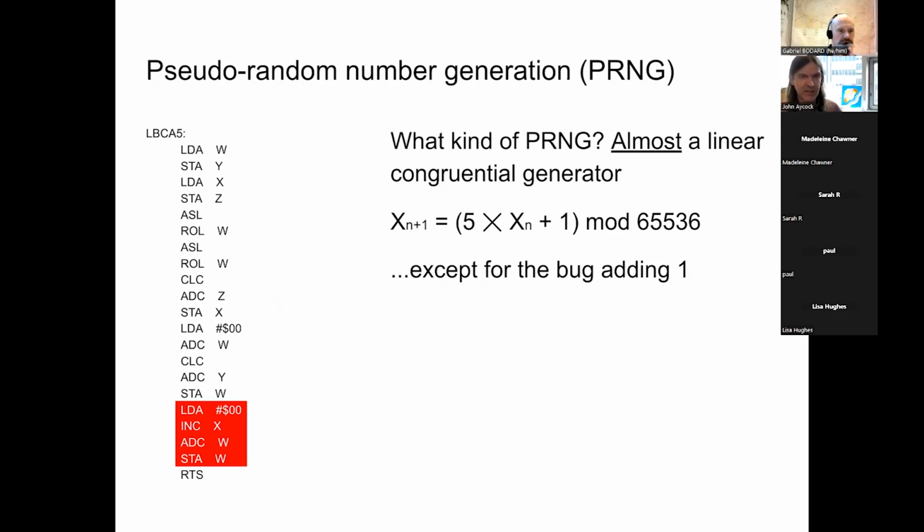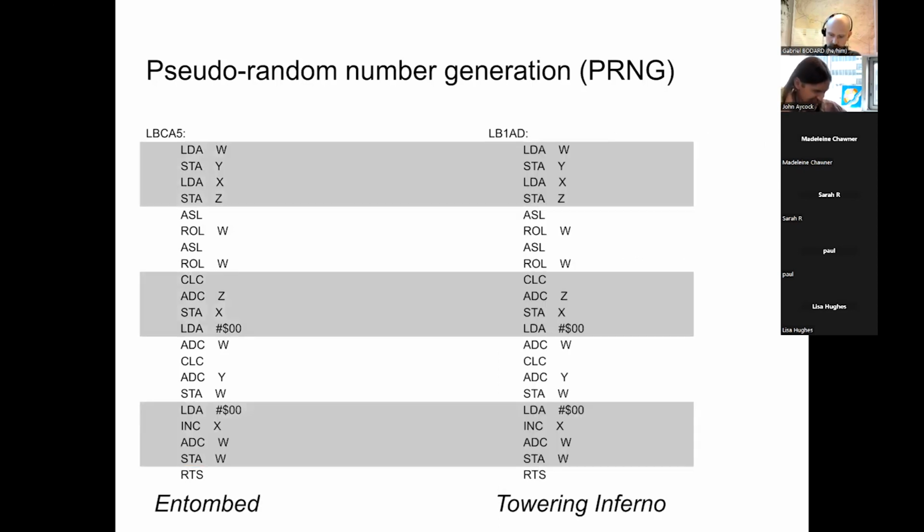This bug now acts as a signature that we can use to find the same code in other games and gather empirical evidence of code reuse practices. Let me put this another way. You may not understand this assembly code, but you would probably agree that the code on the left from Entombed is identical to the code on the right from the game Towering Inferno. Code would seem to have gone into Entombed or come out of Entombed, especially when you consider the presence of the distinctive bug.